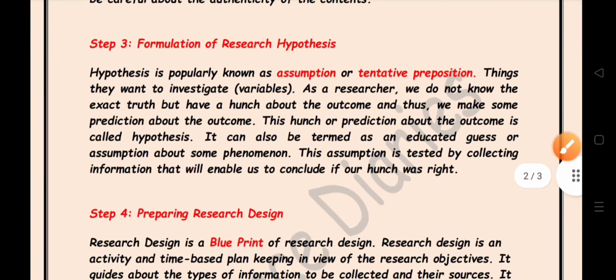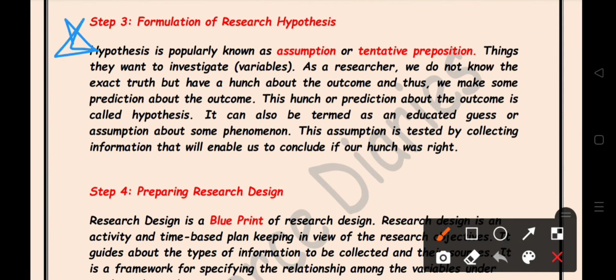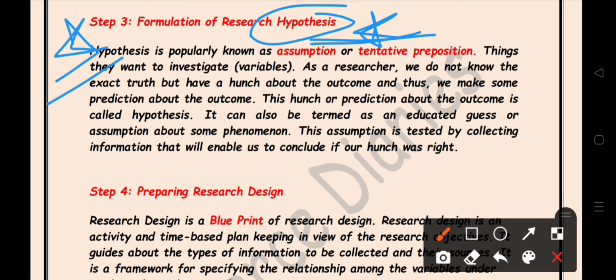Okay, the next step, formulation of the research hypothesis. Here the term hypothesis is very important. You have to remember the key term for this particular word. Okay, hypothesis is popularly known as the assumption or the tentative proposition. So you can expect a direct question from this particular word, like what is a hypothesis, what does the hypothesis mean, etc.